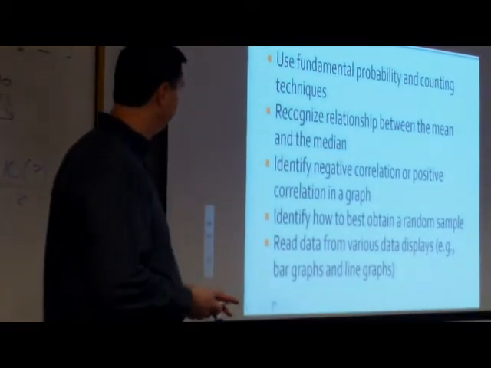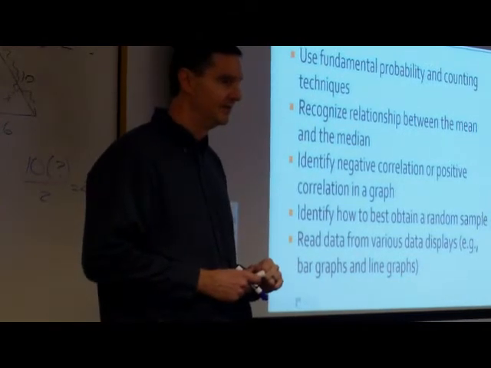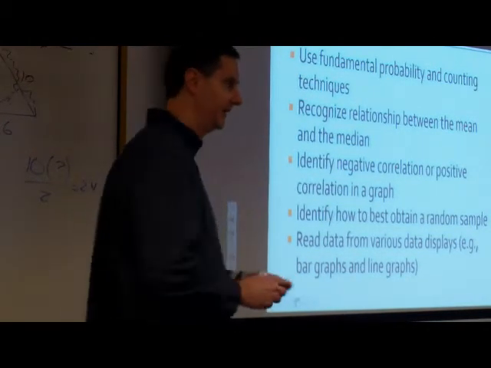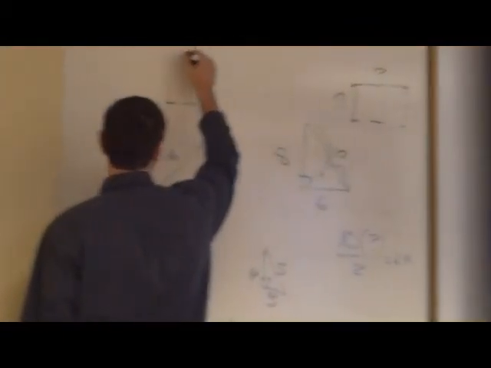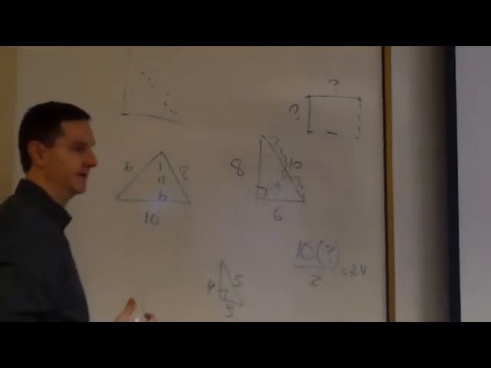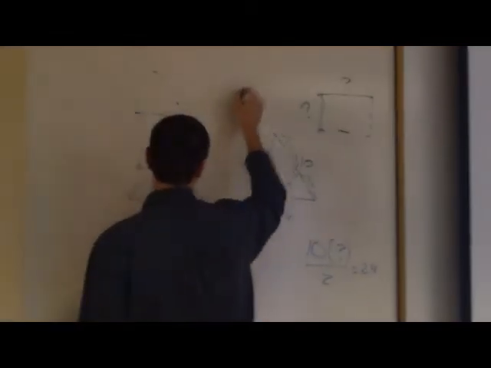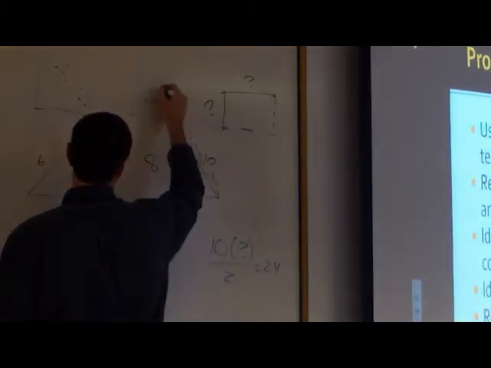Do you know what a negative correlation is versus a positive correlation? A negative correlation would be something where, as this value increases, this one is decreasing. My statistics, but folks, what's a good example of something where one thing increases and the other one decreases?